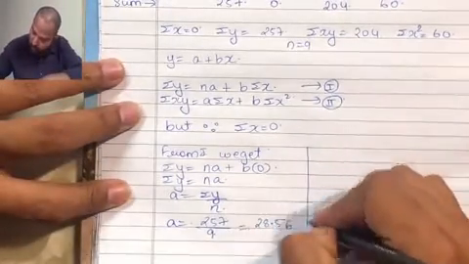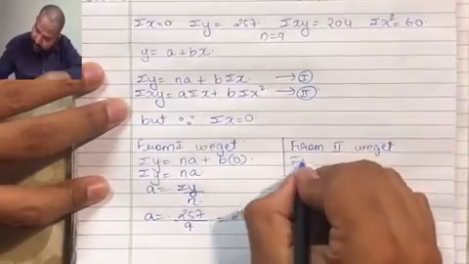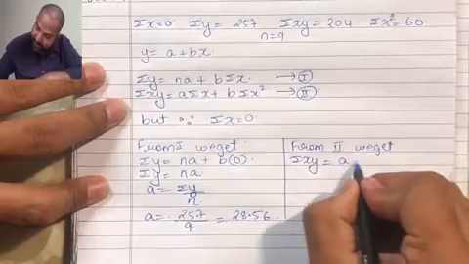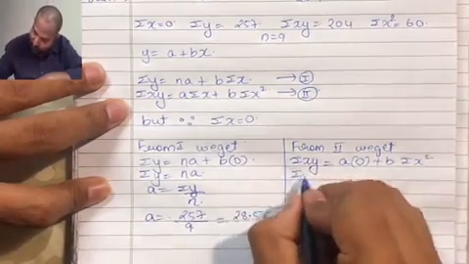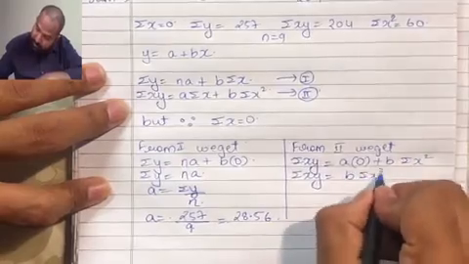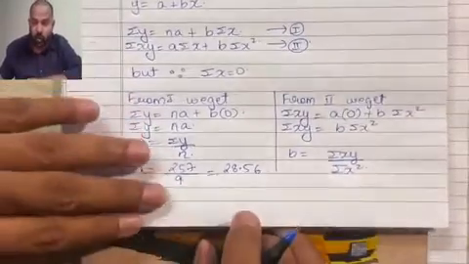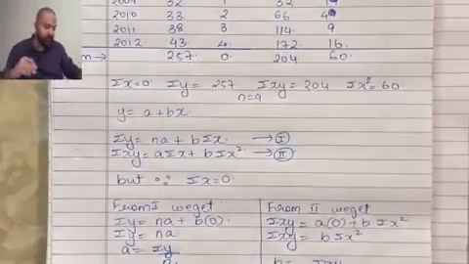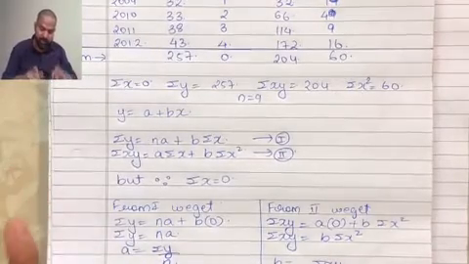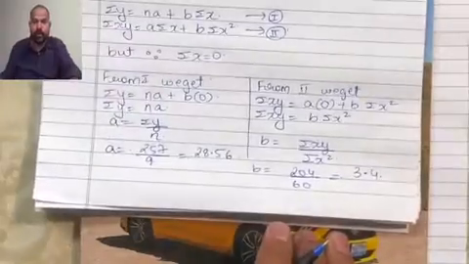And then from 2 we get sum of xy is equal to a sum of x, which is 0, plus b sum of x squared. So I will get sum of xy is b sum of x square, or b is sum of xy divided by sum of x square. Sum of xy is 204, sum of x square is 60, so b works out to be 204 divided by 60, which is 3.4. Done. You have the values of a and b.